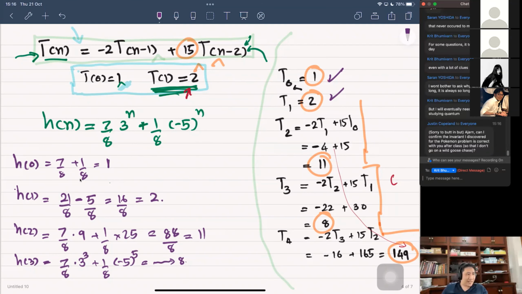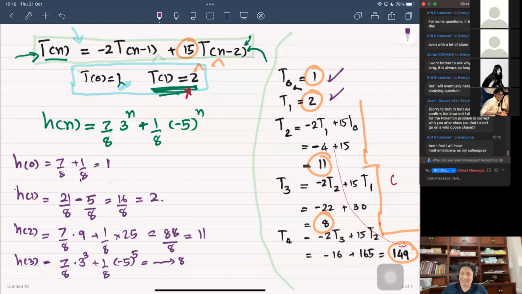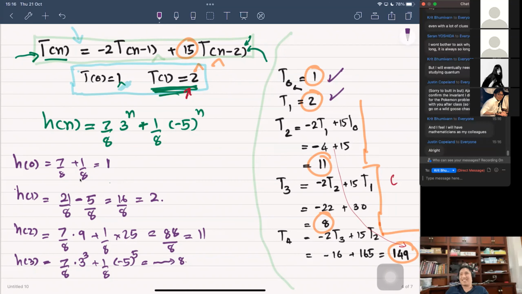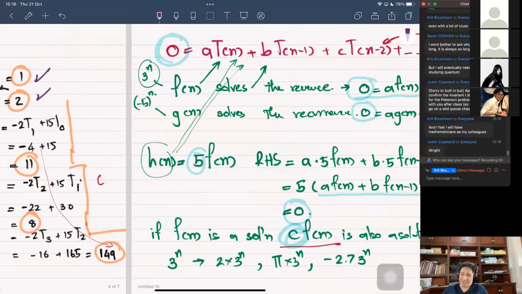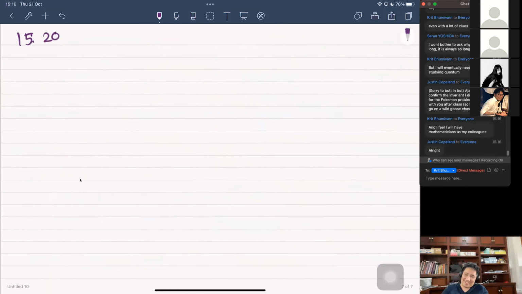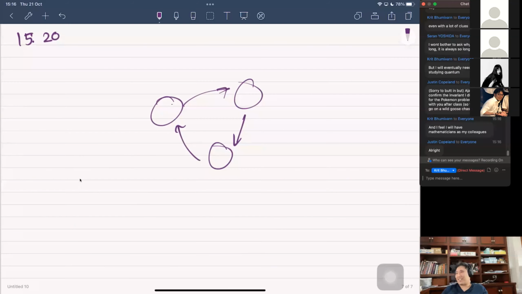Sorry to butt in. Ajahn, can I confirm the invariant discovered from Pokemon is correct with you after class so that I don't go out of school? If you got what I said earlier about there being three circles that you keep going around, then yes, you're right. If you understand this sort of Zelda symbol, if you understand this picture, then you are correct.